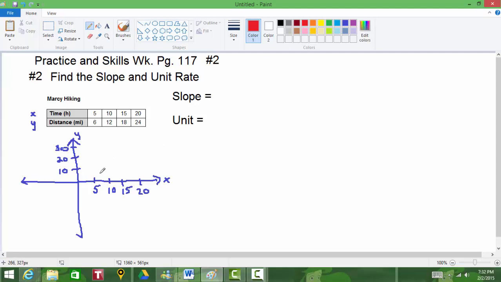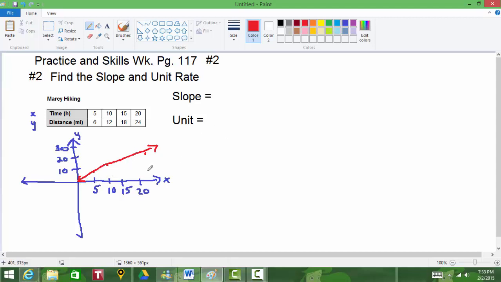So what I'm going to do next is plot it. My first one is 5, 6, so it would be 5 over and then 6 up. I'm going to estimate that a little bit. It's going to be about right there. My next one's going to be 10, 12, which will be about right here. The next one is 15 up to 18, so it's going to be about right here. And then my next one's going to be 20, 24, about right here. Just an estimation. That should be a straight line, but it gives us an idea of what it's going to look like.